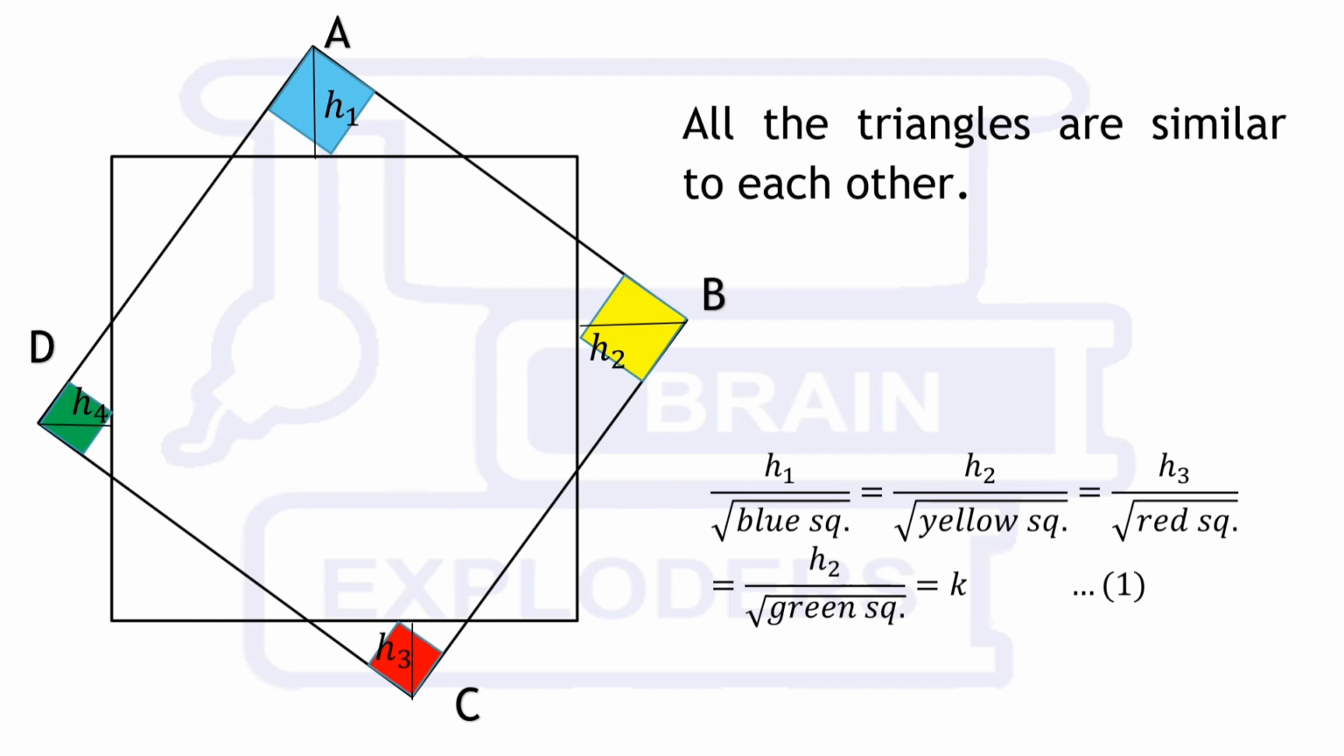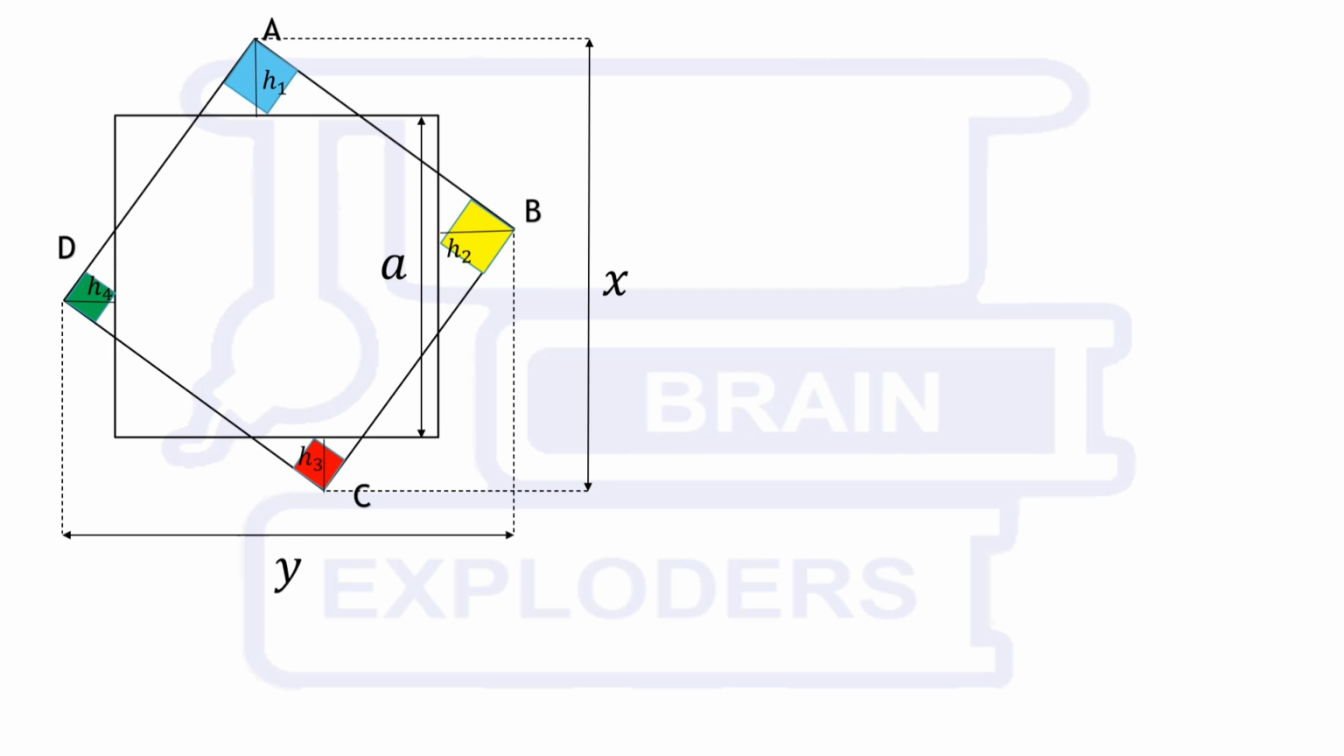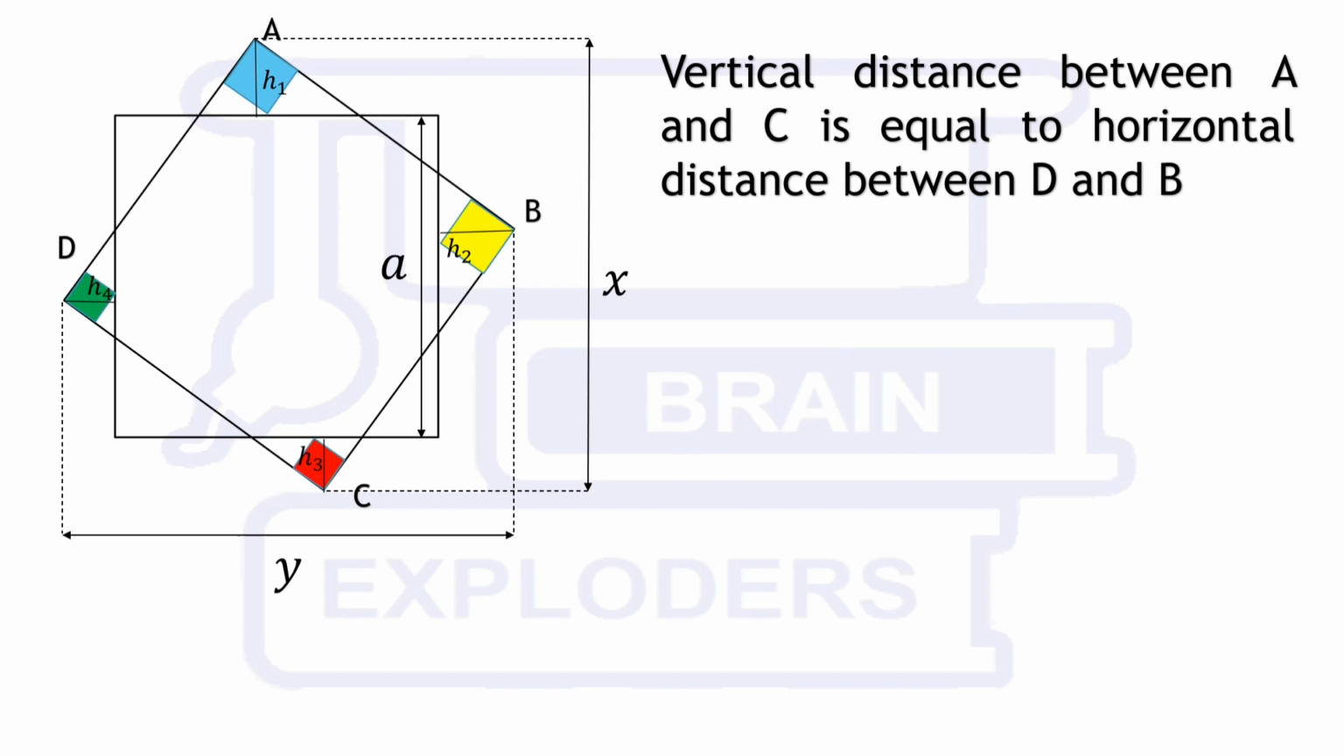Now suppose the side of this square is a, and in this square ABCD, the angle formed by AC with the horizontal will be equal to the angle formed by BD with the vertical, and therefore this vertical distance between A and C will be equal to this horizontal distance between B and D. So we can write x is equal to y. Now x has three components h1, a and h3, and y consists of h4, h2 and a.